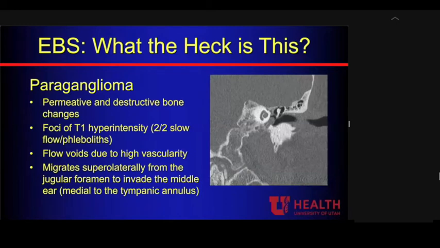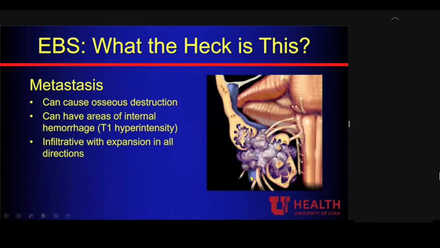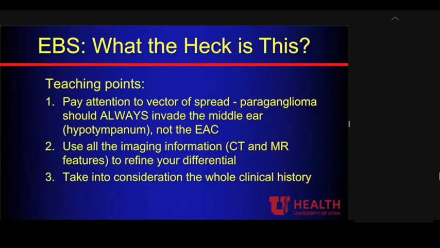There are foci of intrinsic T1 hyperintensity secondary to slow flow or phlebolysis, and T2 imaging will show flow voids due to high vascularity. However, soft tissue will invade the middle ear hypotympanum medial to the tympanic annulus and will typically not invade the external auditory canal. A metastasis, though, can do whatever it wants. So renal cell carcinomas will cause osseous destruction. They like to bleed, so you'll get these foci of intrinsic T1 hyperintensity. And they will typically be infiltrative and spread in any direction they want to.